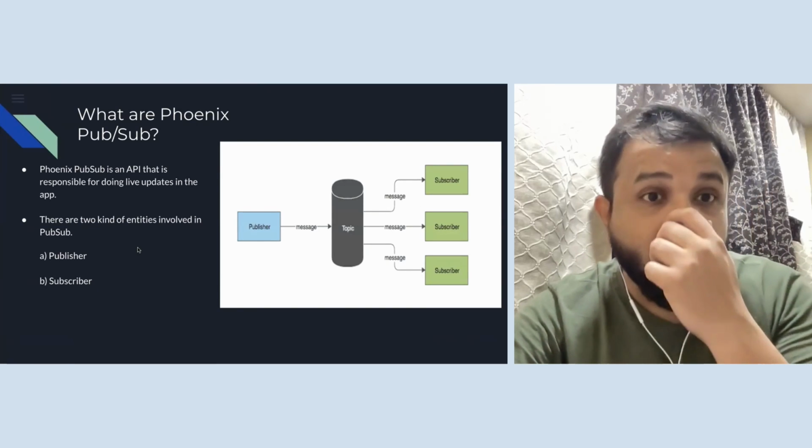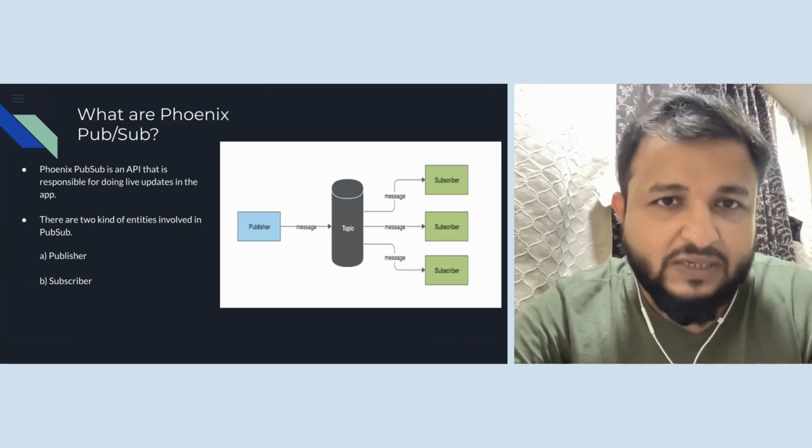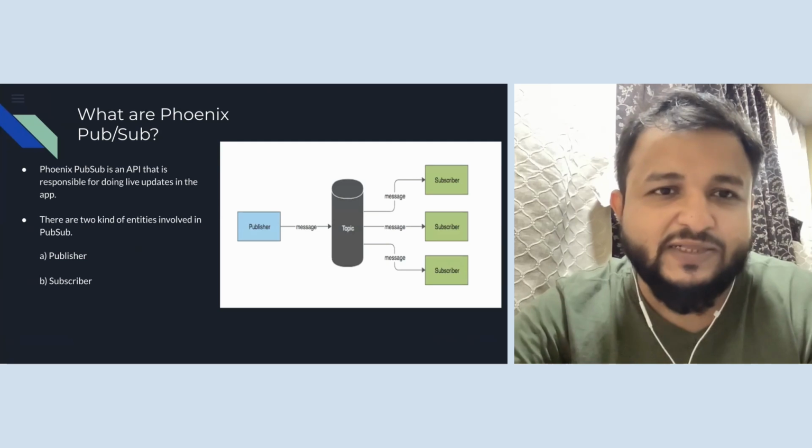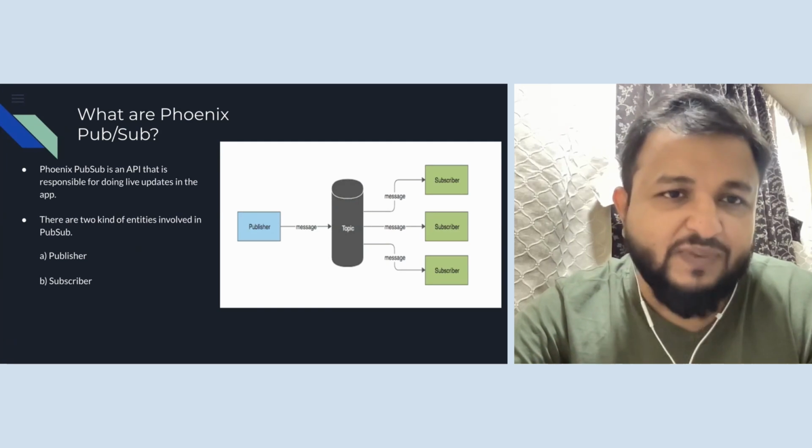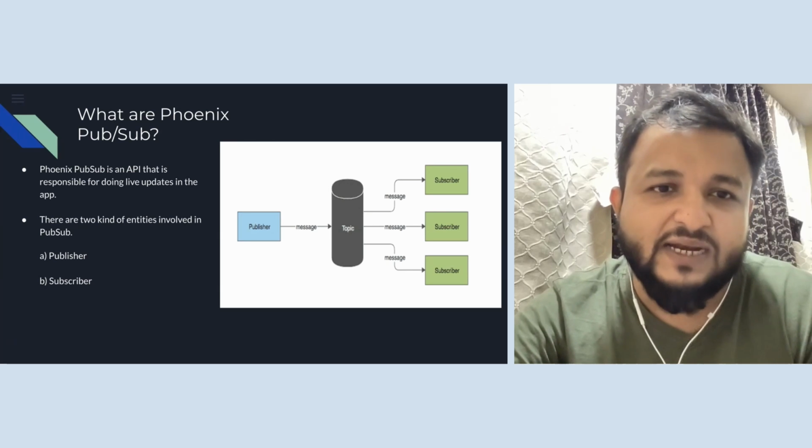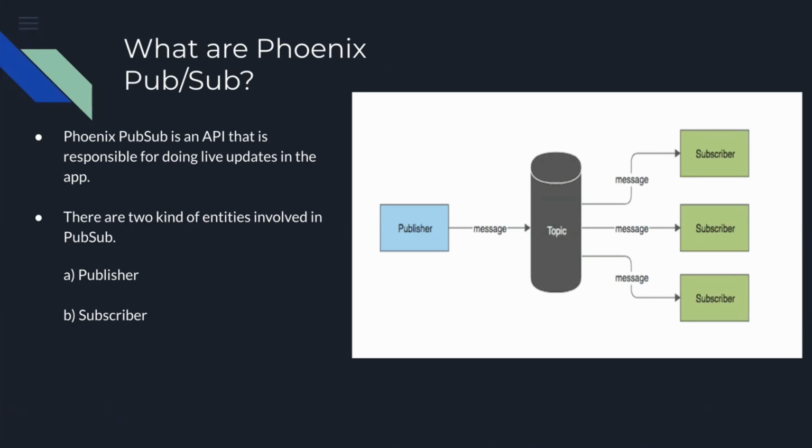The next topic is Phoenix PubSub. It's the most important concept in Phoenix, and the real time thing we saw earlier, Phoenix PubSub is an API that is responsible for doing these live updates in the app. It involves two entities, one is publisher and the other is subscriber. In this diagram, these are the subscribers which are subscribed to this topic. When the publisher publishes a message to a particular topic, only those subscribers which are subscribed to this topic are going to receive the message.